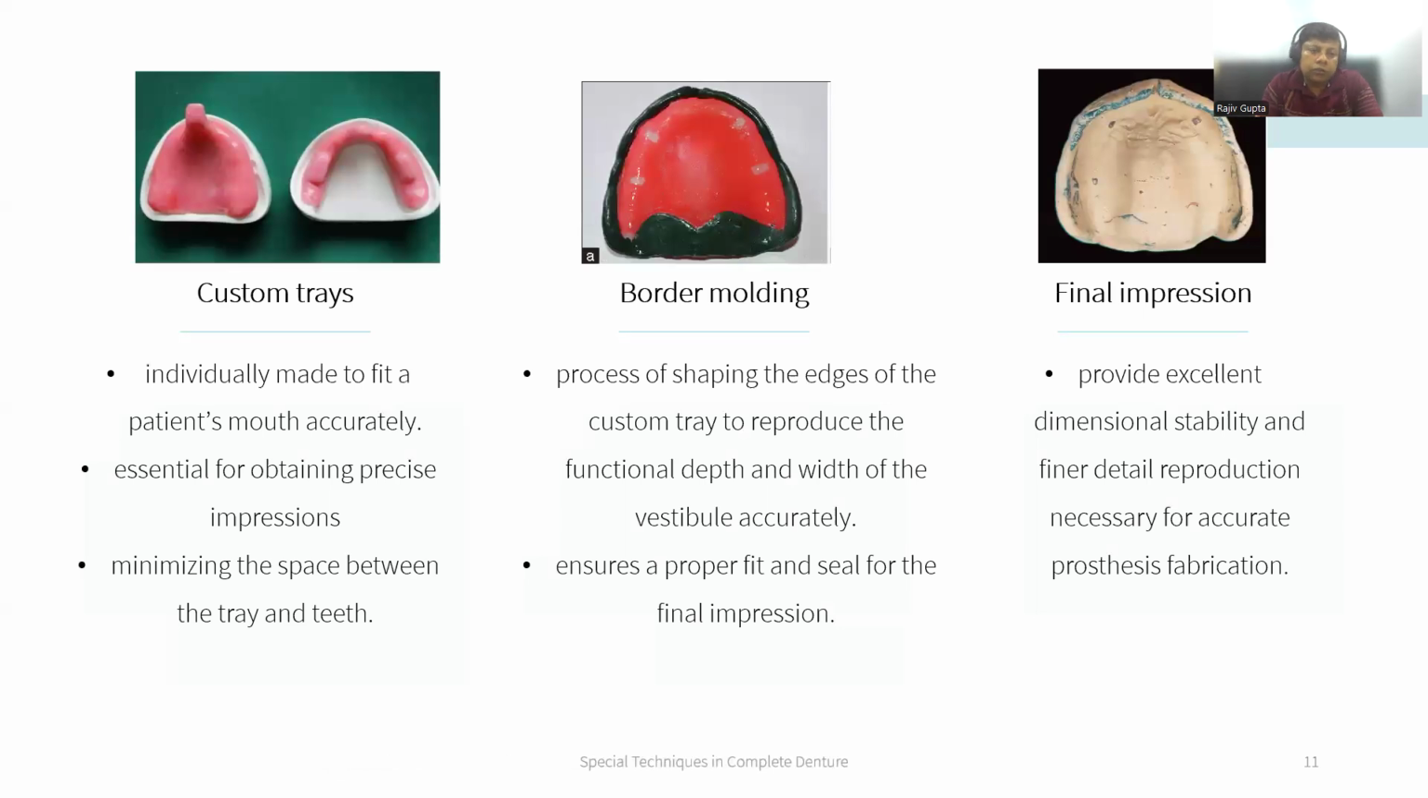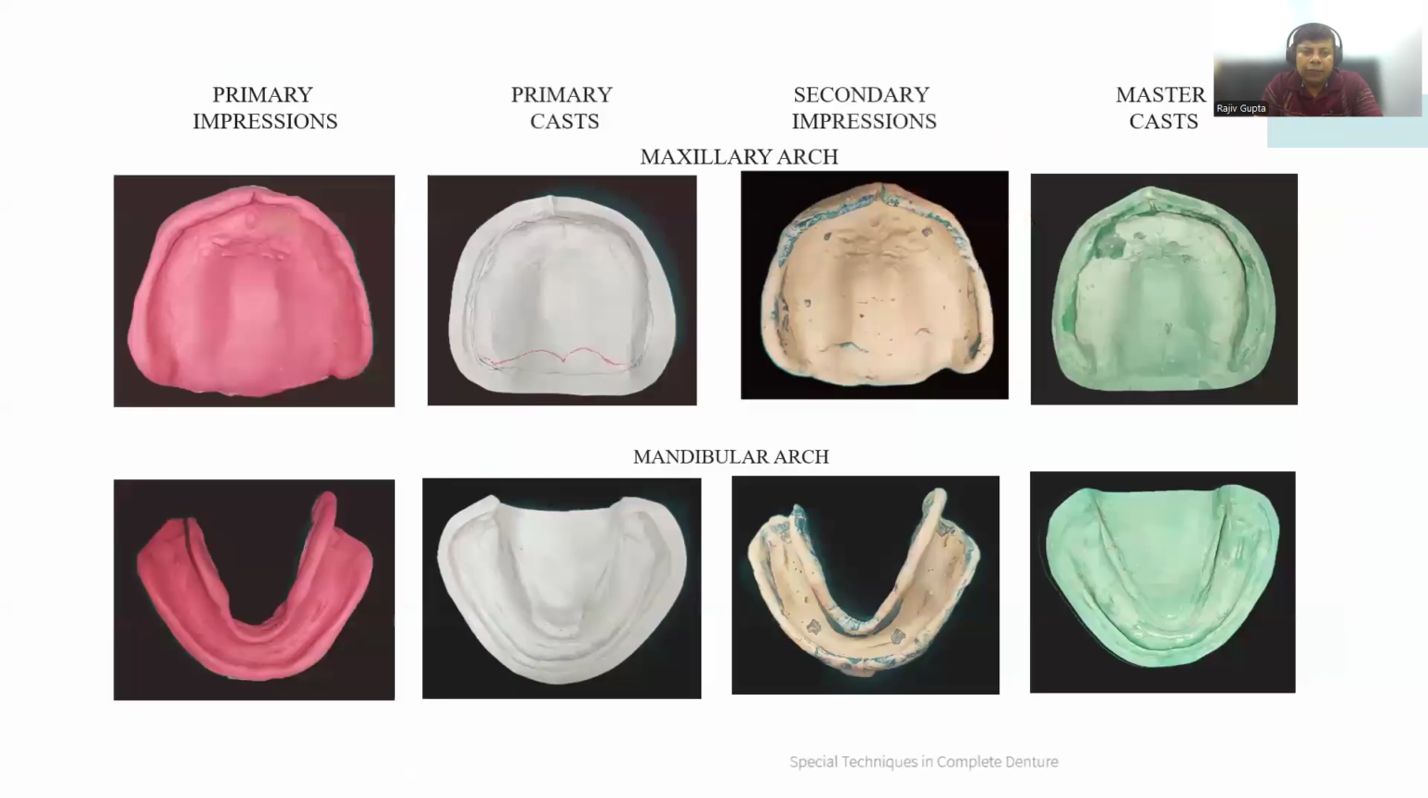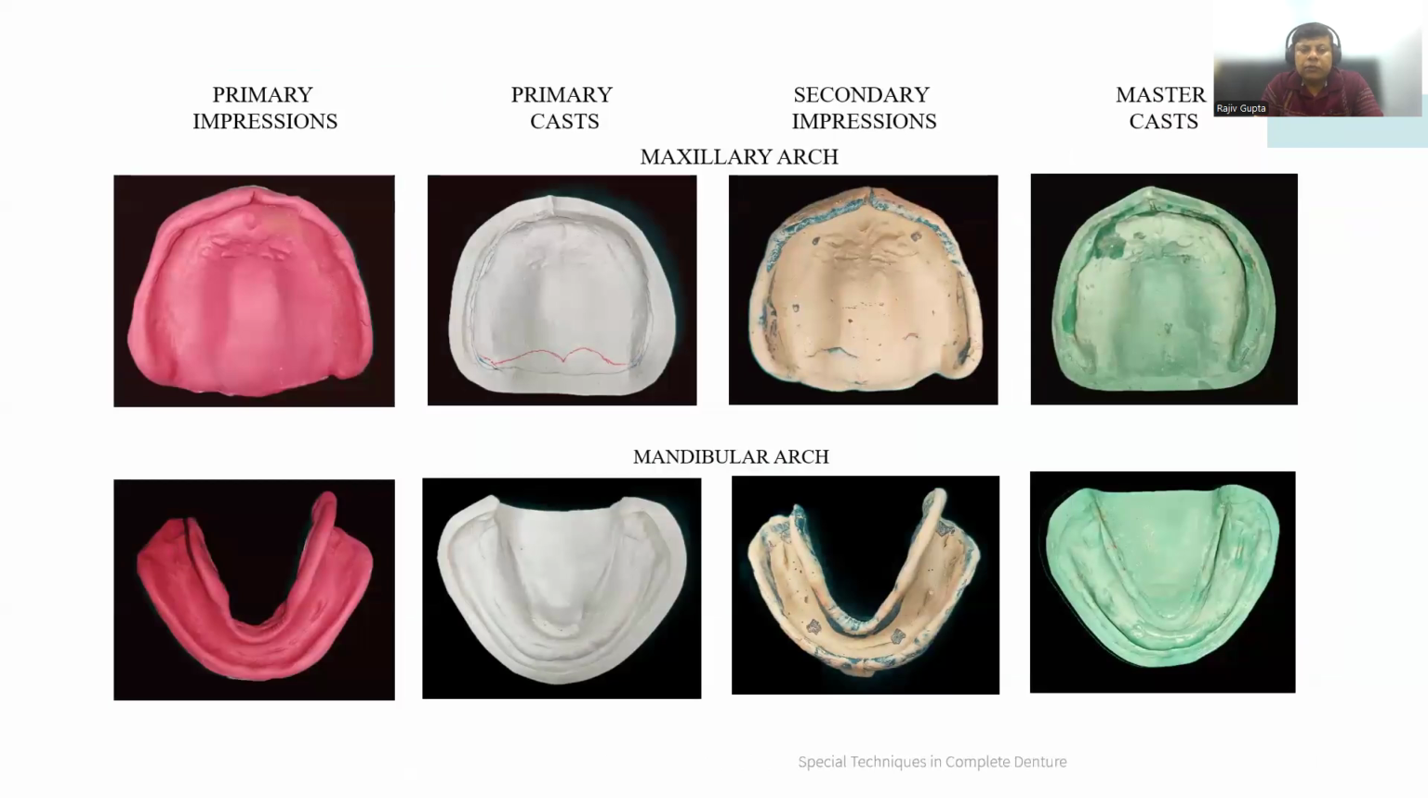Coming again, this is just a step-by-step procedure I'm describing. Once we have fabricated the custom tray, as I told, it is specific to one particular patient. It fits only in that patient's mouth and cannot be reused. We have to discard it after use. Once we have done the border molding and the wash impression is made, this is how we get a proper wash impression, which provides excellent dimensional stability and the final detailed reproduction necessary for accurate prosthesis fabrication. The primary impression is poured with type 2 gypsum product, that is dental plaster, and the final impression is poured with type 3 dental stone.